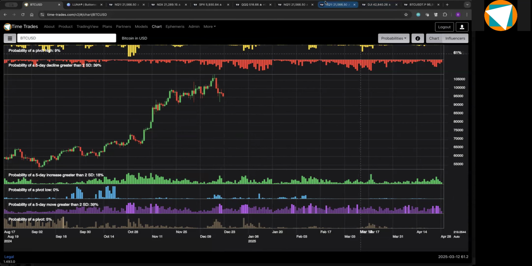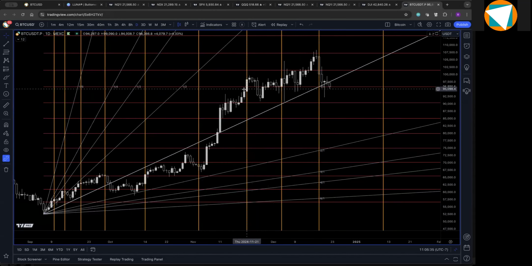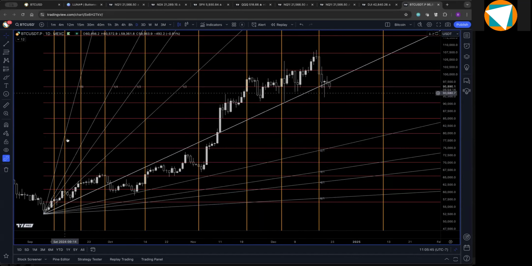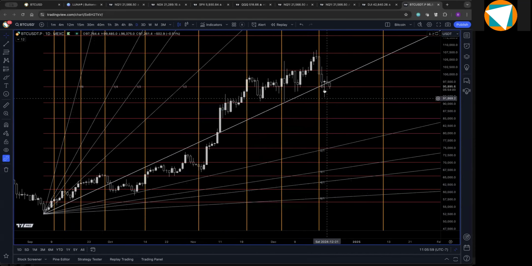All right, so let's go back here and we can line that up with our Gann Fan and our square of 9. So right now we've got square of 9 script. Let's show the square of 9 script. There we go. Okay, so this is anchored to September 5th. I'm showing $20 per cell. And why 20? Because this is what gives me a good square out on the Gann Fan.